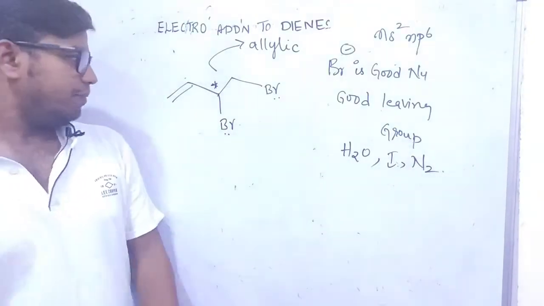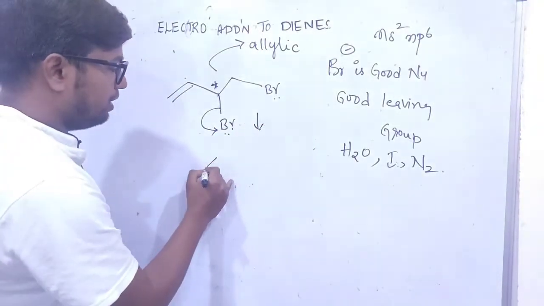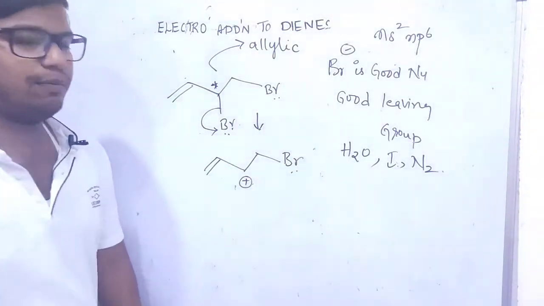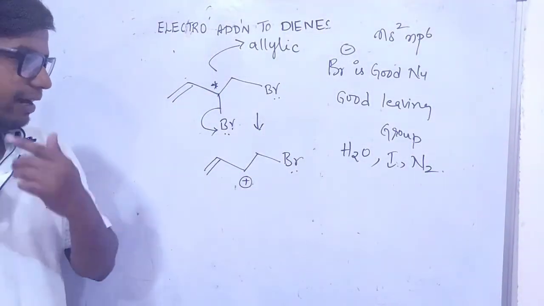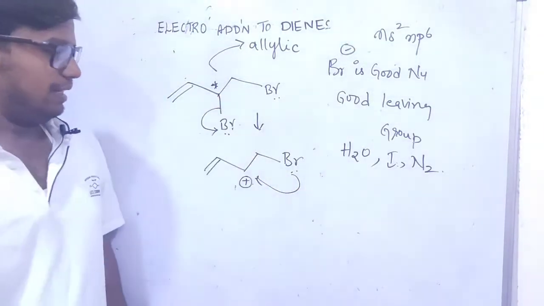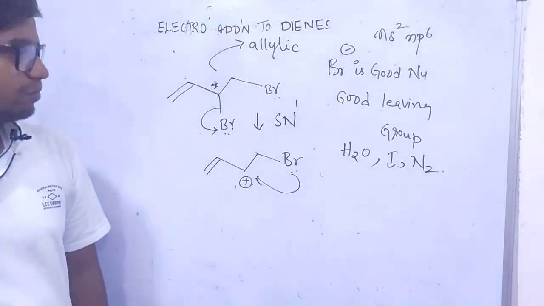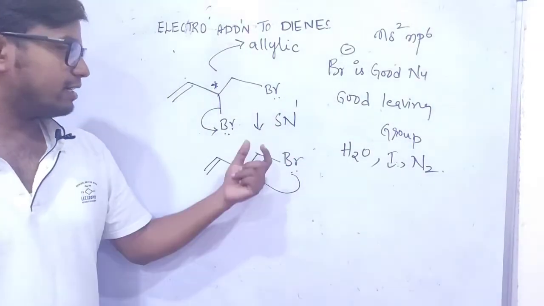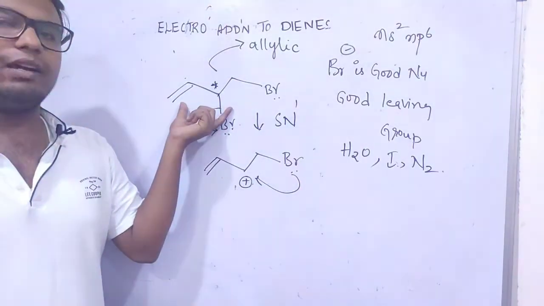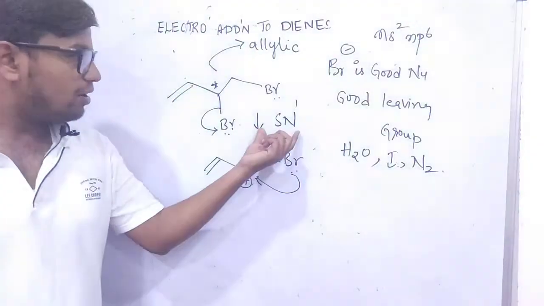See this moiety. If it leaves from the system, what do we get here? An allyl carbocation. It is stabilized. So an SN1 type of reaction is happening here. What is an SN1 reaction? Unimolecular nucleophilic substitution reaction. That means that reaction depends only on the carbocation formation, that is, on only one particular molecule. That is called an SN1 reaction.